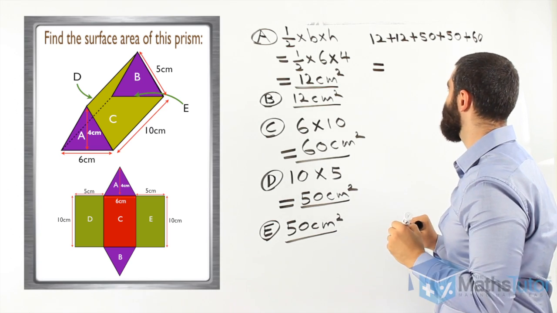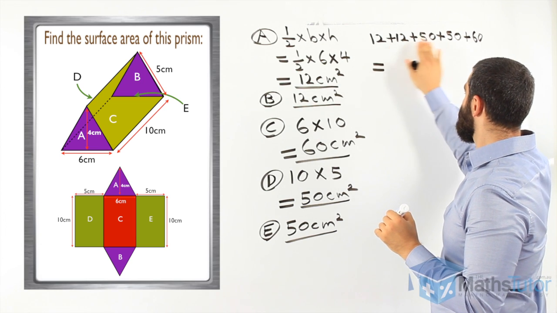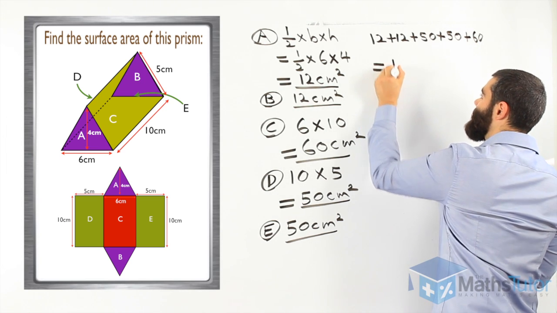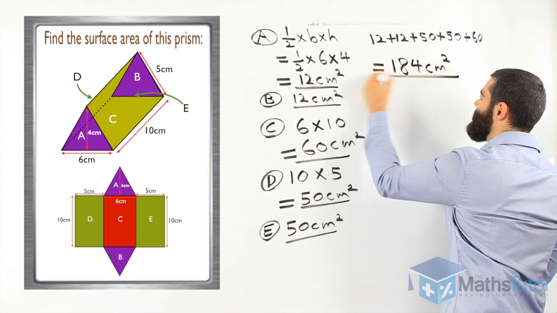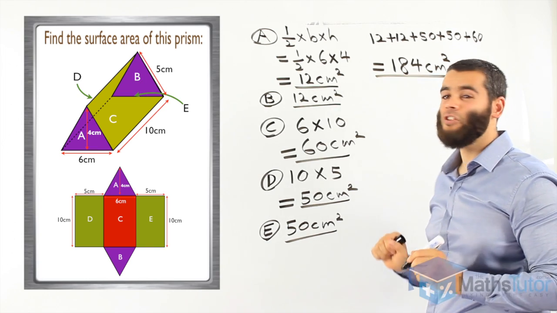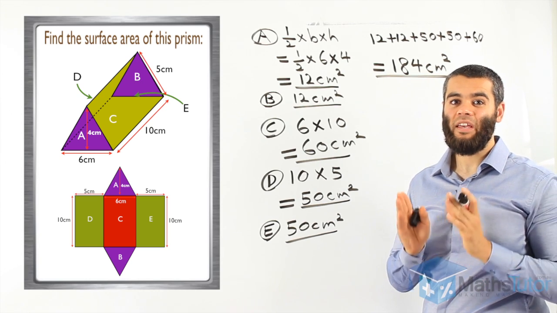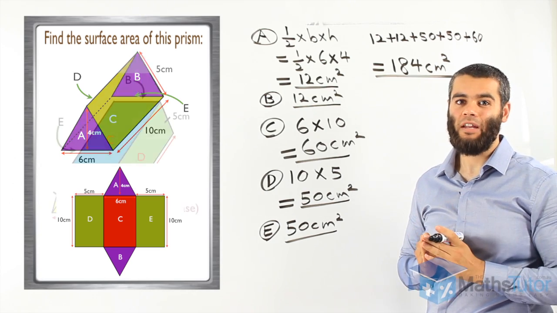Okay, so you can grab your calculator now, work it out. We know we have 24 plus 100, 124 plus 60, 184 square centimeters. That is our answer. That is the total surface area of this triangular prism. Remember, we work out the area of every face and add them all up. It's that simple. Let's do another example.